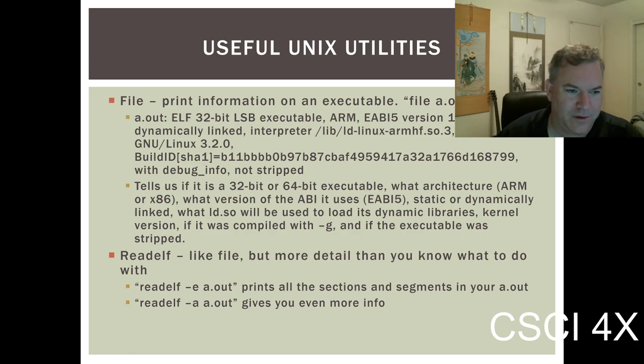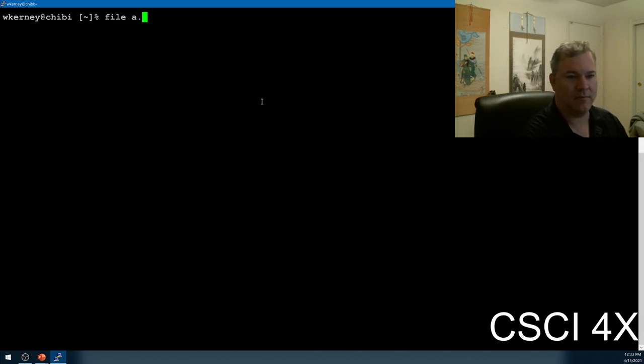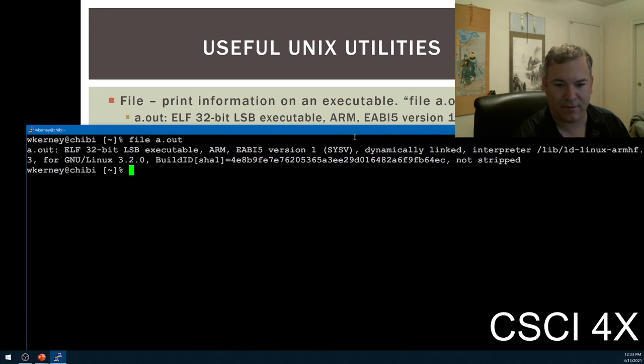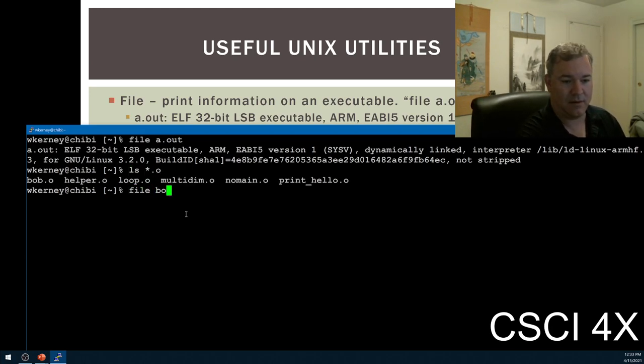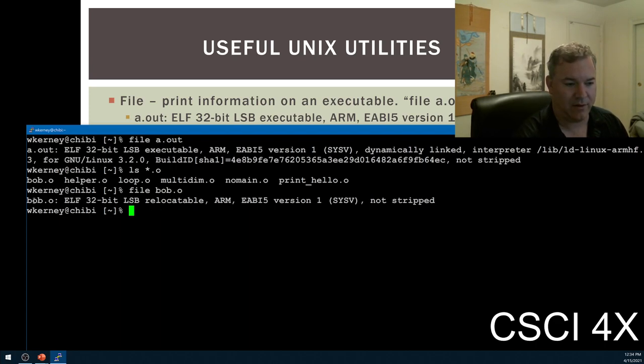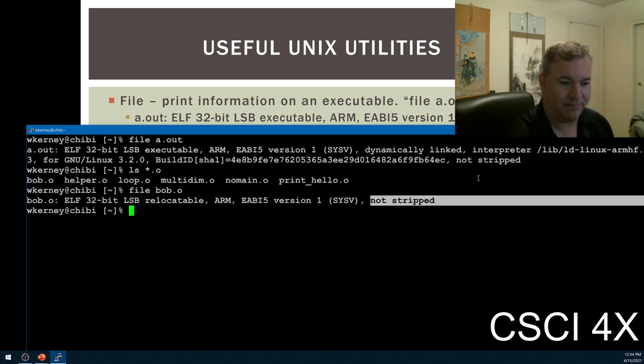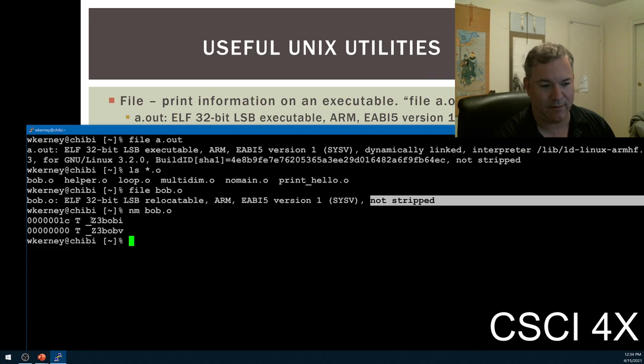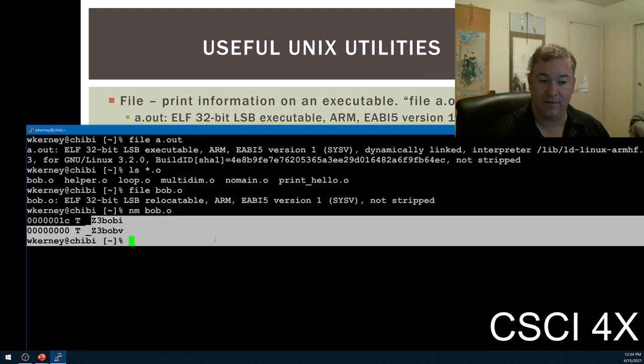Okay. All right. So what can we do? If you are into this linking stuff, and you want to find out about an executable, you can find out that bob.o is an ELF. That's the executable loading format. It's the standard. It's 32-bit. Relocatable means it can be moved around in RAM. ARM is the architecture. Extended ABI version 5, version 1. It is not stripped of symbols. So if it's not stripped of symbols, then we can run nm on bob.o like that, and it will have the different symbol names in it.